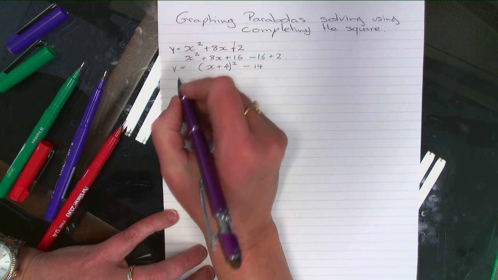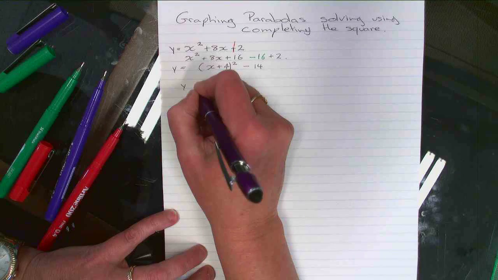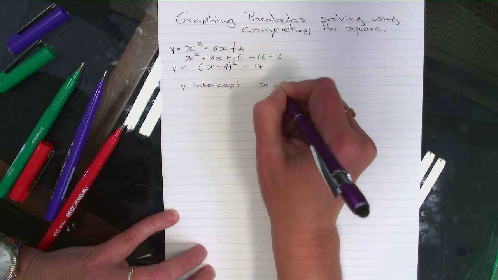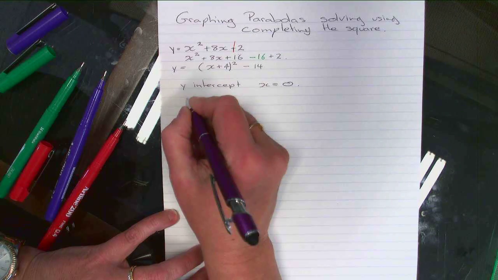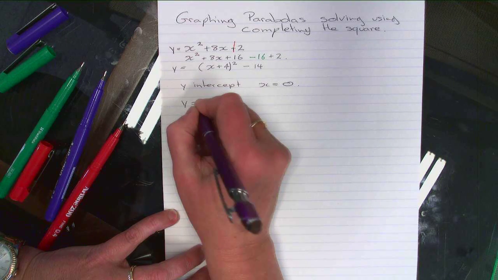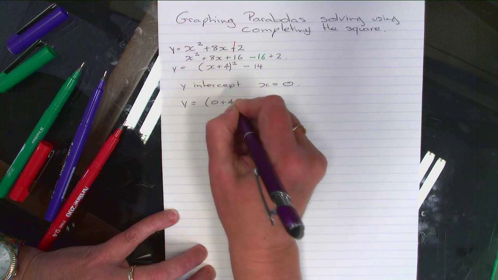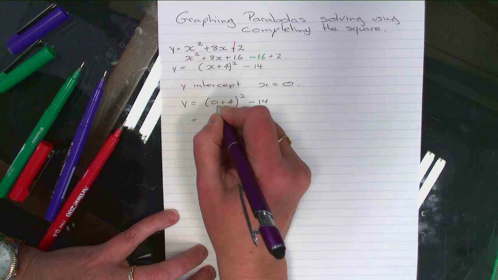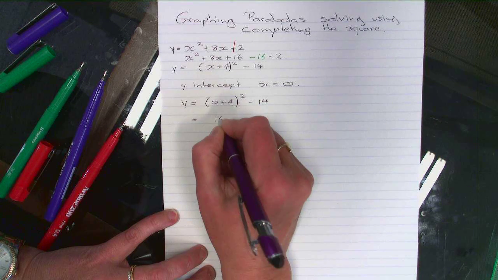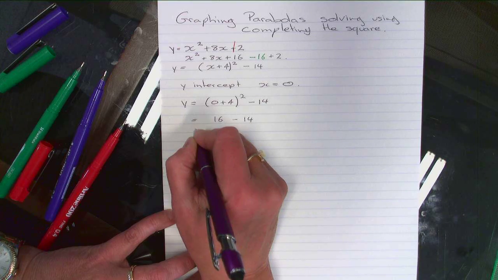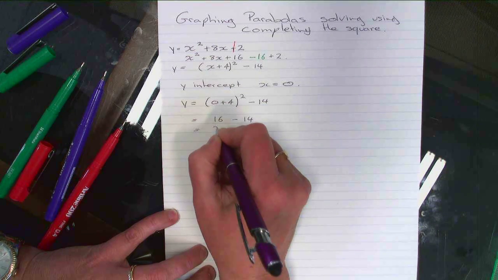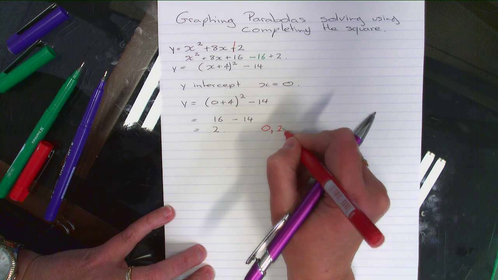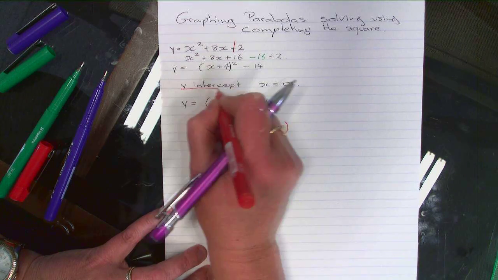So firstly we find the y-intercept by making x equal to 0. So we have y equals 0 plus 4 squared minus 14. 4 squared is 16, minus 14 equals 2. So that gives me the point 0, 2. That's my y-intercept.